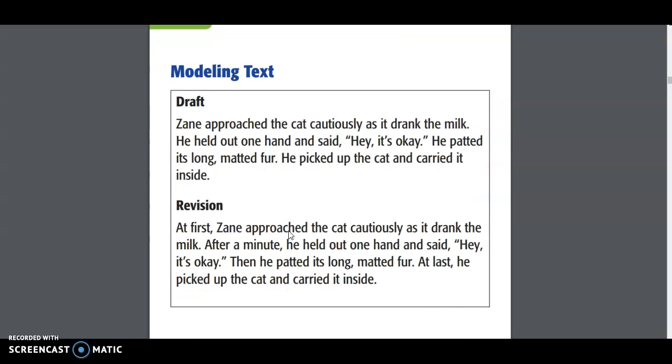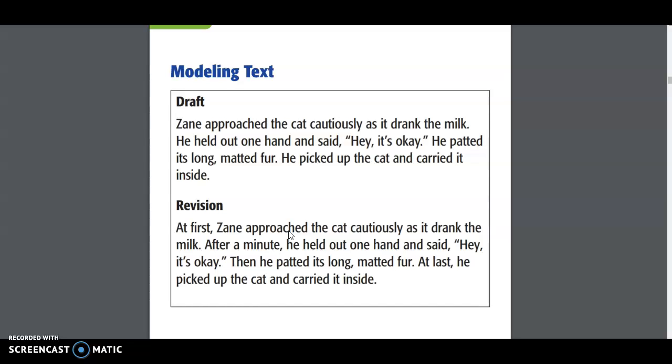All right, so here's an example. Yours might be in the draft right now, so you don't see really any signal words at all. So Zane approached the cat cautiously as it drank the milk. He held out one hand and said, "Hey, it's okay." He patted its long matted fur. He picked up the cat and carried it inside.